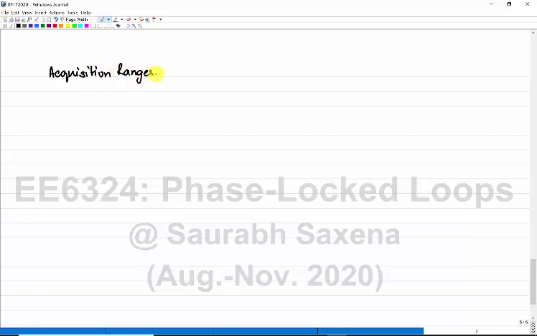Okay, and the first one is the hold-in range. Here the hold-in range is denoted by delta omega h. It is the range of frequencies over which the PLL can stay in lock. That's how it is defined.